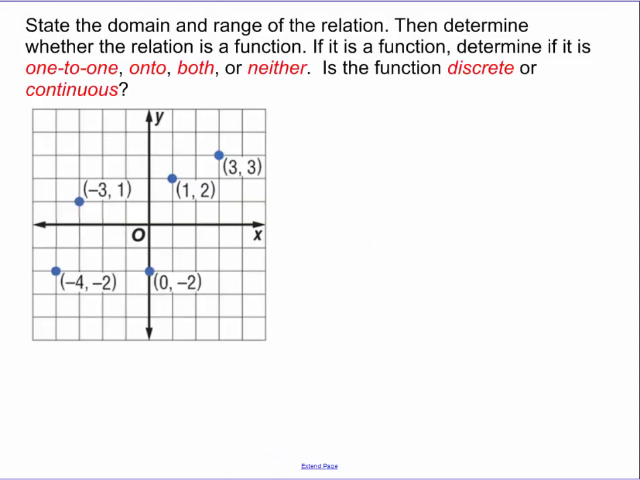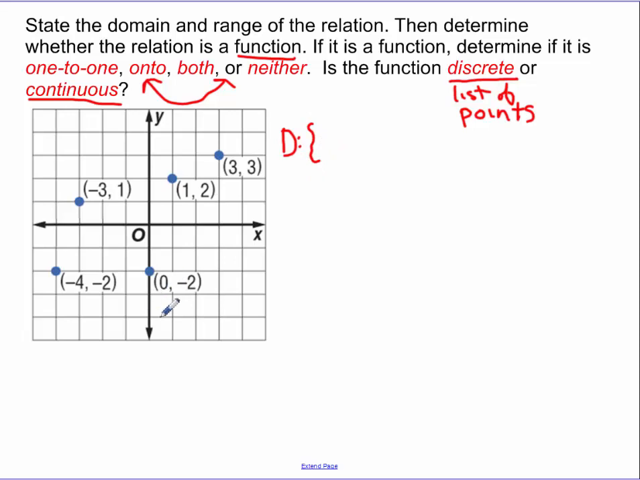Okay, the first example, and we want to state the domain and range of our relation, then we need to determine whether the relation is a function. If it is a function, determine if it is one-to-one, onto, both or neither, and then is our function discrete or continuous? Discrete is a list of points. Versus a continuous function is something like we had in the last example where it's a parabola where I'm tracing along the entire function.